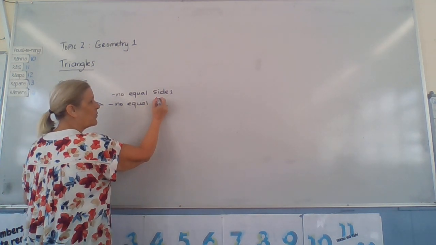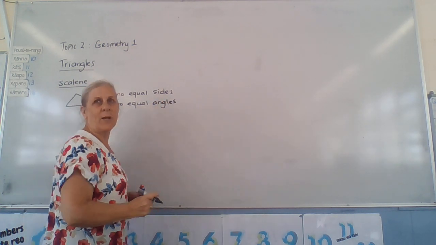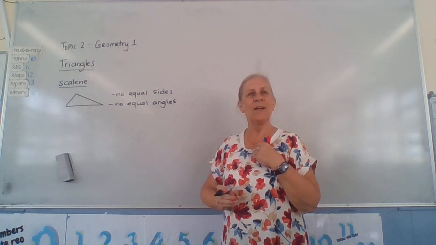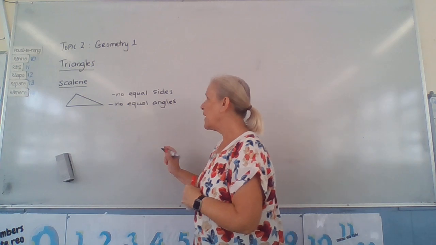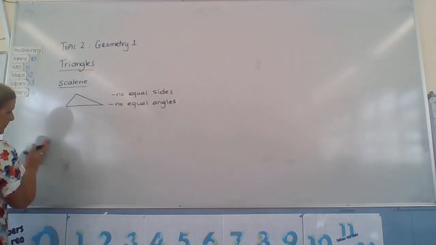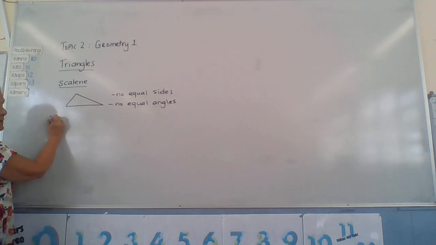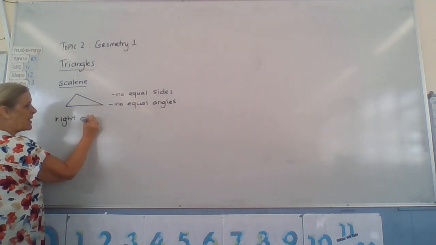So what else could we have written instead of no equal sides and no equal angles? Lexi? Different angles and different sides. All the sides are different, all the angles are different. Perfect. Okay, the next one up has one thing special about it. It's a right angled triangle.